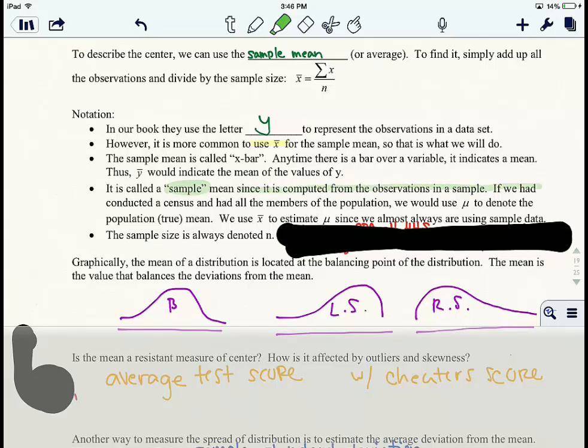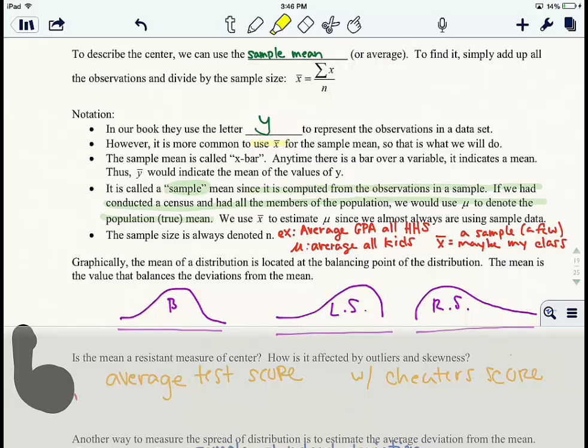If we had conducted a census and had all the members of the population, we would use mu to denote the population mean, which would be the true mean. We use X bar to estimate mu since we almost always are using sample data. It is really hard to collect a census. A census would mean we need to get everybody in the population.